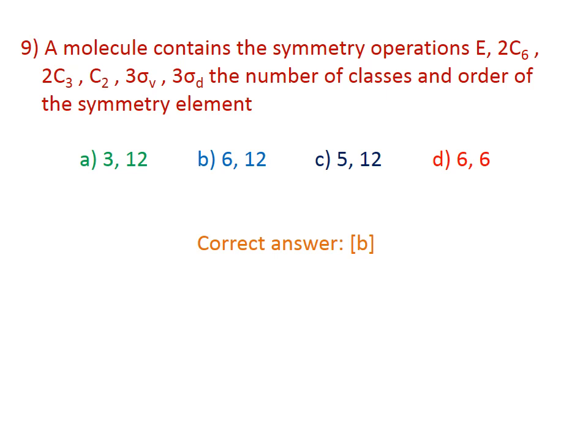The order of the group is obtained by adding all the numbers: 1 plus 2 plus 2 plus 1 plus 3 plus 3, which will be equal to 12. You have to add all the symmetry elements, and that will be equal to 12. Therefore, the number of classes is 6 and the order is 12. The correct answer is B, 6, 12.